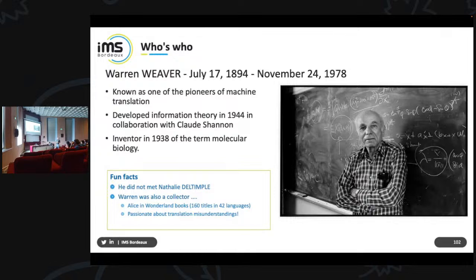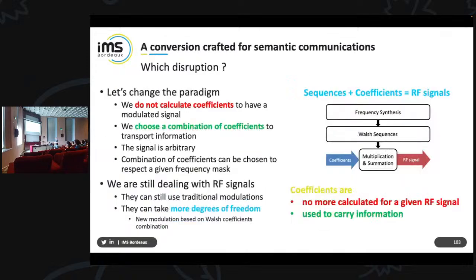Fun fact about Warren Weaver: he did not meet Natalie Delta. This is very important to say. Yes, that's a joke. Okay, you're tired. And he was a collector. He was really interested in automatic translation. That's why he collected many books about Alice in Wonderland in 42 languages. So his hobby was also to collect translated books.